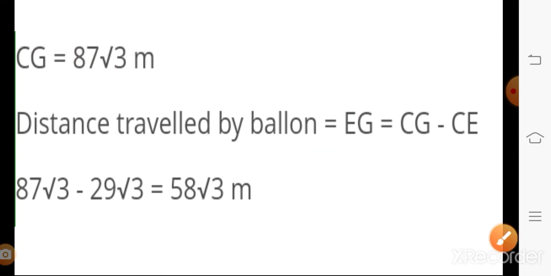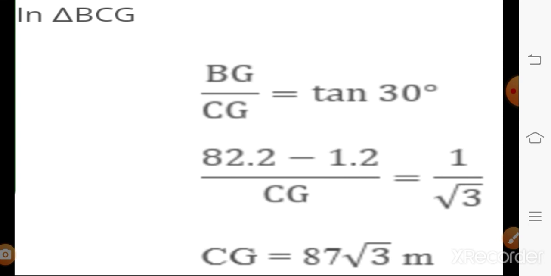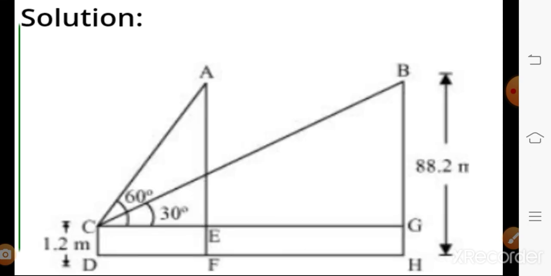On the basis of these questions, you have to solve the questions of exercise 9.1. And the next chapter we are going to start is triangles.